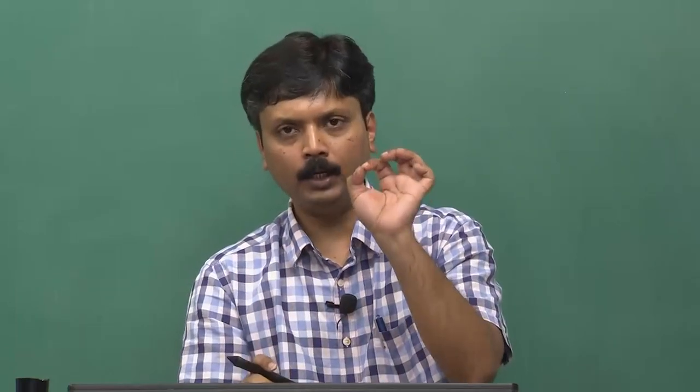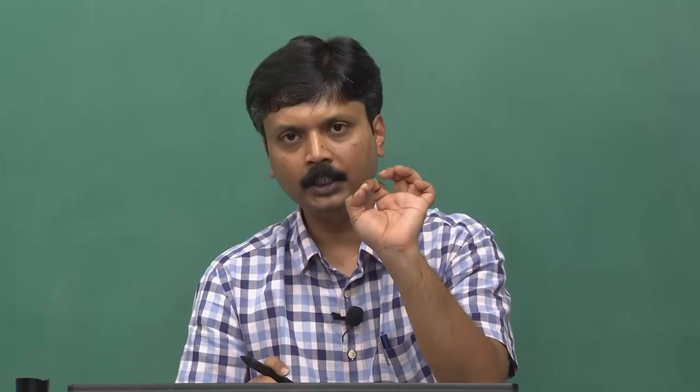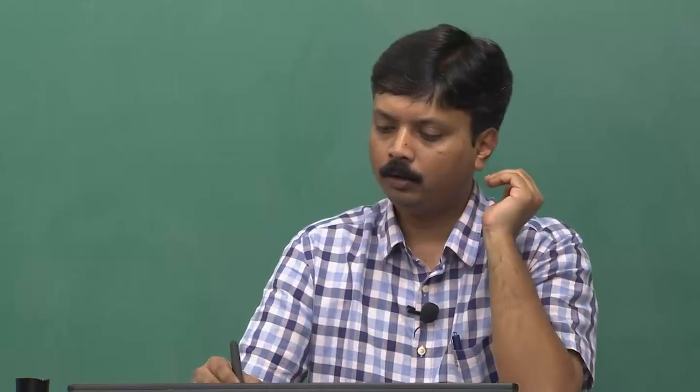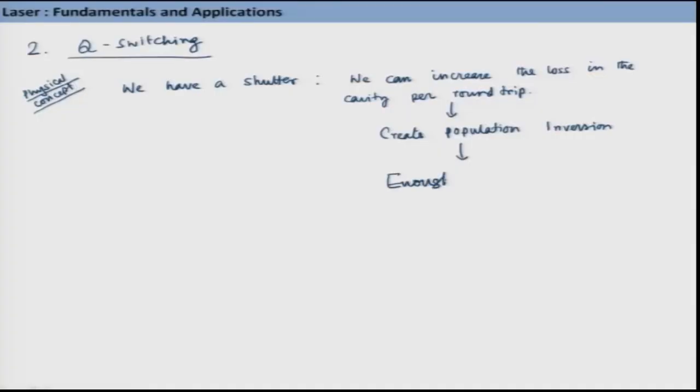Now how much is this time period? This is a time period over which the amount of spontaneous emission is very negligible, so I am not really losing my population in the excited state. With time this population grows and I achieve a very high degree of population inversion. And when I feel that enough population inversion has been achieved, then I remove my shutter from that place. That is, I open the shutter.